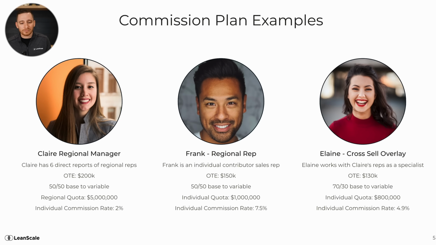Okay, next is gonna be Frank. Frank is an individual contributor sales rep. So he's an account executive working for Claire in her region. He has an on-target earnings of $150,000. He also has a 50-50 base to variable ratio. So he's $75,000 base, $75,000 variable. He has an individual quota of $1 million and an individual commission rate of 7.5%.